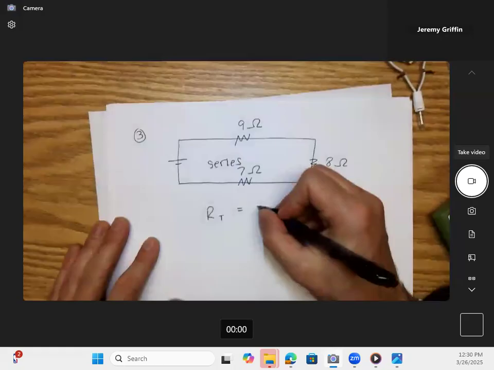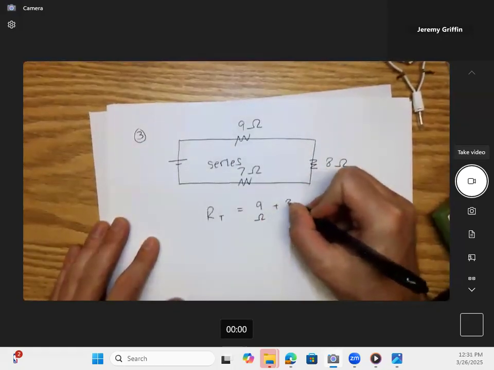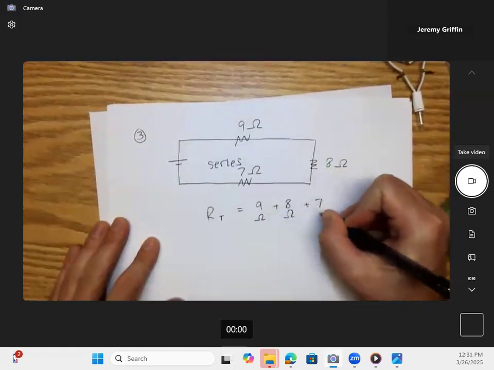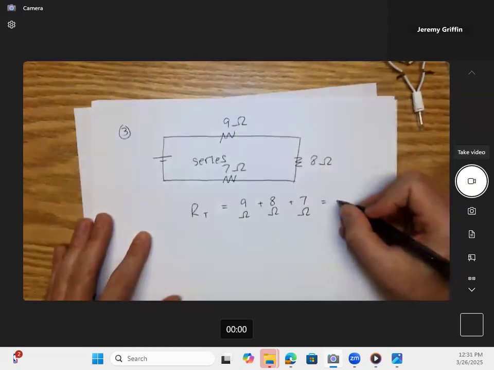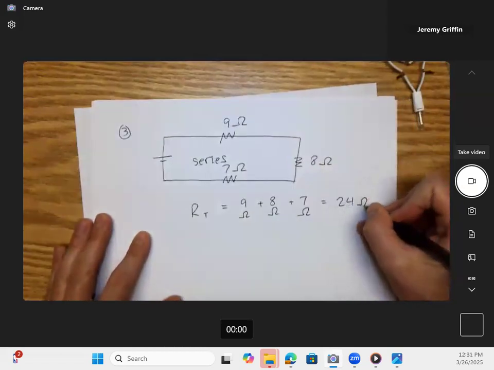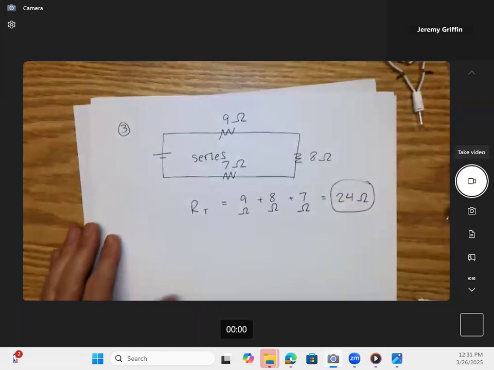Add them up. That's it. So you do 9 ohms plus 8 ohms plus 7 ohms, and that gives me 24 ohms, and that's the answer to number 3. That's it. So you guys go with number 3.